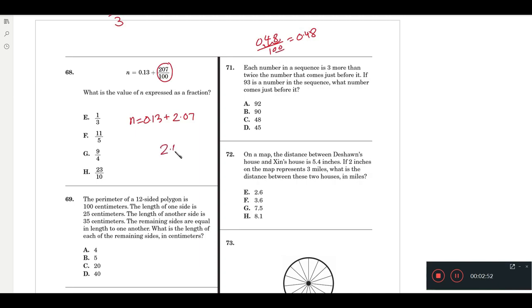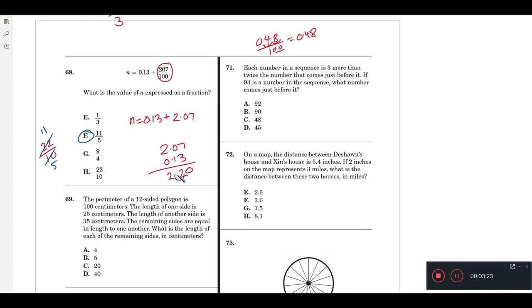And now we just add it. 2.07 plus 0.13. That's pretty simple addition. What do you get? 2.20 or 2.2. Okay, so they want it as a fraction. So 2.2, you can write it as 22 over 10, and that simplifies to 2 and 1/5, or 11 over 5. You can't simplify anymore. You get it?